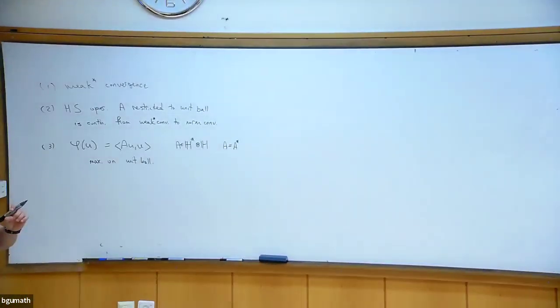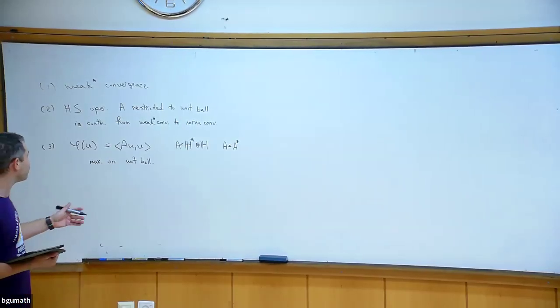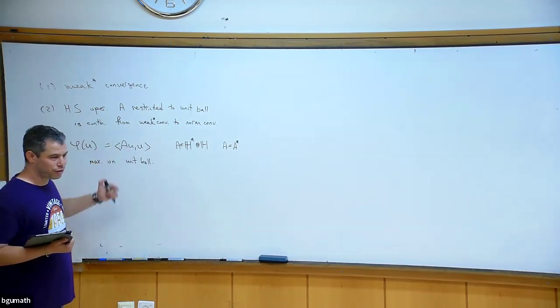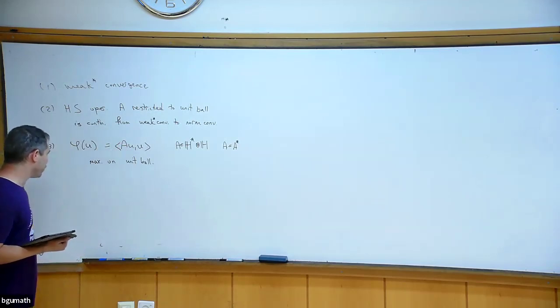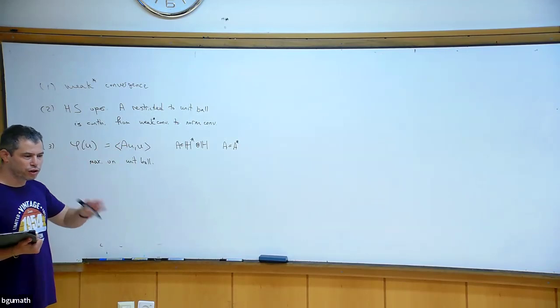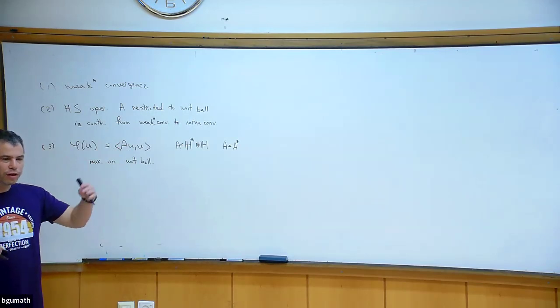Oh, unit ball, sorry. Okay. So there is a vector attaining the supremum. Necessarily, this vector is non-zero. Yeah, I thought you meant unit sphere. It's maximized on the unit ball, and this is basically just continuity. It's using the fact that the unit ball is compact.